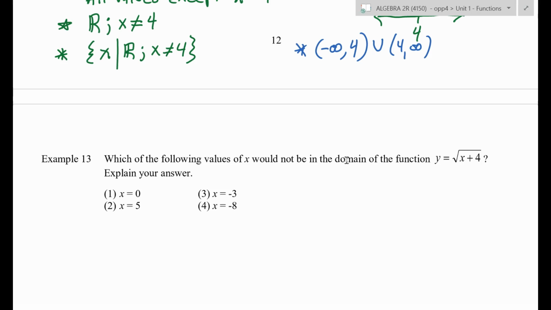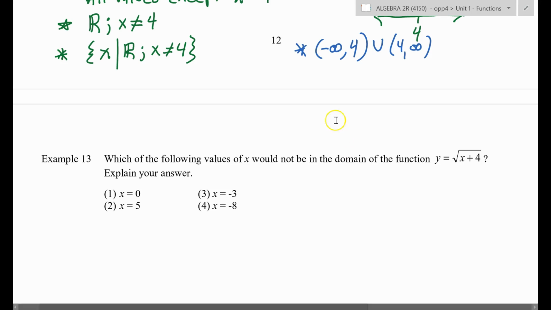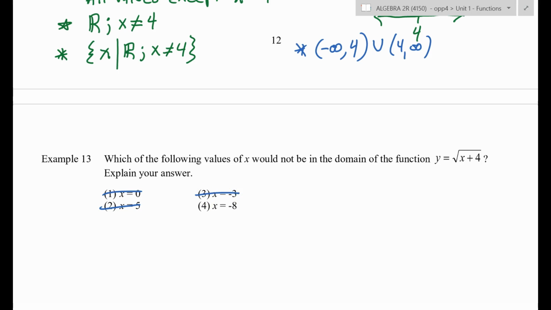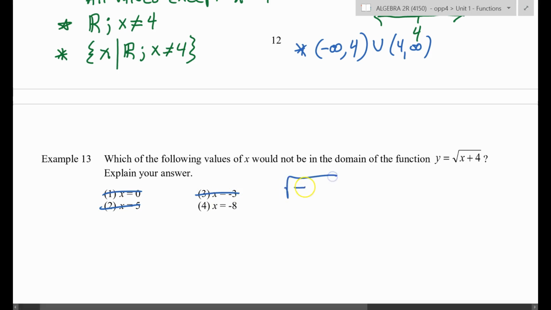Well, if I plug in 0, what's 0 plus 4? 4, that's good. If I plug in 5, what's 5 plus 4? That's good. If I plug in negative 3, what's negative 3 plus 4? That's good too. And if I plug in negative 8, negative 8 plus 4 is negative 4, and the square root of negative 4 is not in the domain, I should say. Not in the domain.